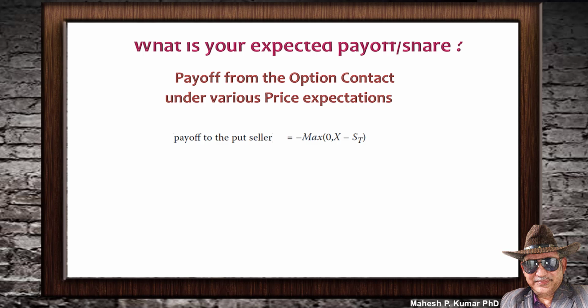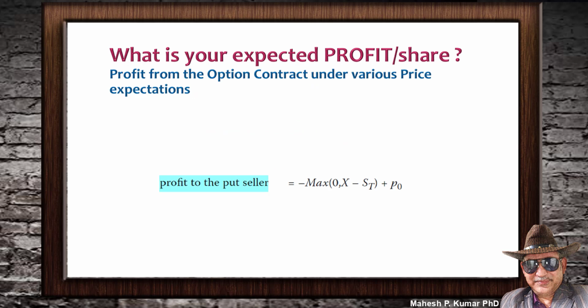So the formula for computing payoff to the put seller is this one. But remember that as a put option writer, you have already received put option premium from the put option buyer. So if you add this to the payoff, then this is your profit as a put option seller. So this is your profit per share as put option seller, and we will compute this in the Excel sheet as well.